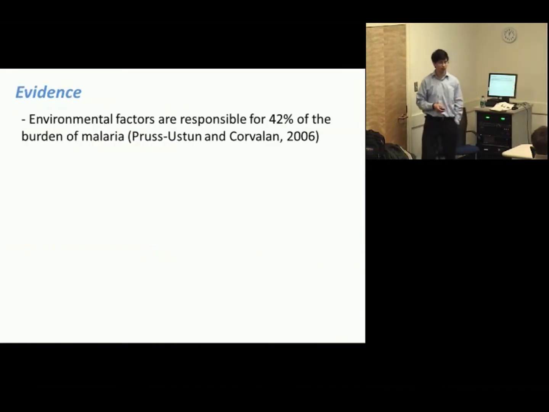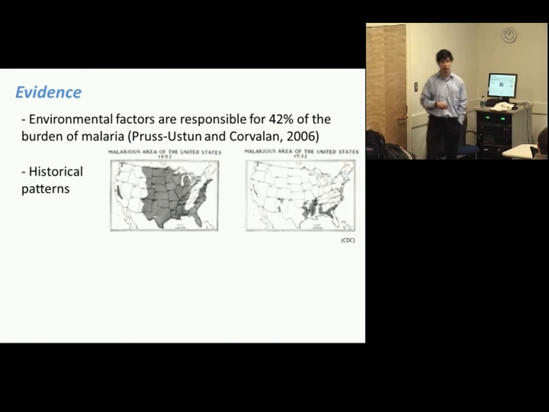So here's a bit of the literature on that. There was a recent review saying that 42% of the burden of malaria can be attributed to the environment. And so that's a large fraction. But also, if we think historically of the different countries that used to have malaria, it's kind of interesting. Many countries that you don't currently think of having malaria used to have it. That includes England, Portugal, Spain, and here what I'm showing is a picture from CDC of the US.